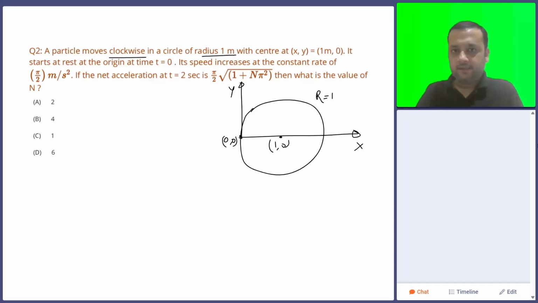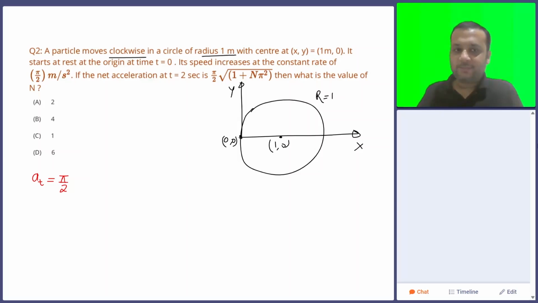The speed increases at a constant rate of pi by 2 meter per second square. So the question is saying that the speed is increasing at this pi by 2. You know that the tangential acceleration is defined as the rate of change of speed, which means pi by 2 will be the tangential acceleration. Now we have to find the net acceleration at the time t equals 2.